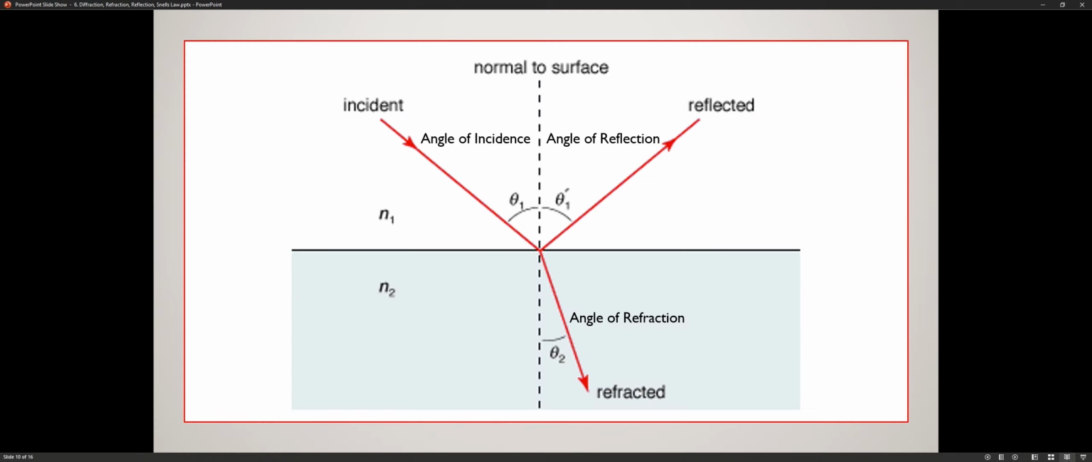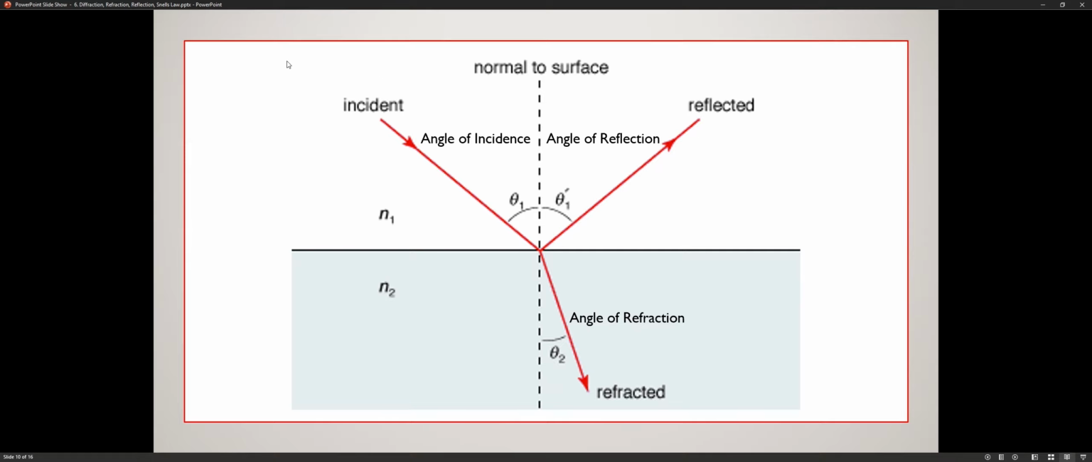So this is one more slide. This is very important to the questions you're going to have to answer. So you saw in the part, let's say this is air, right? N1 is air and N2 is water. And so this entire bottom half of this screen is water. And above it is air.